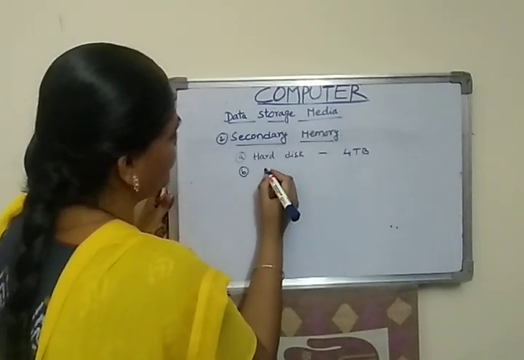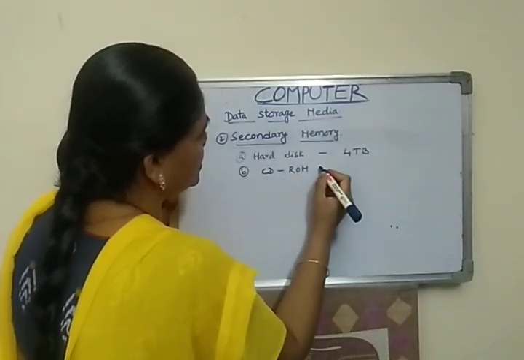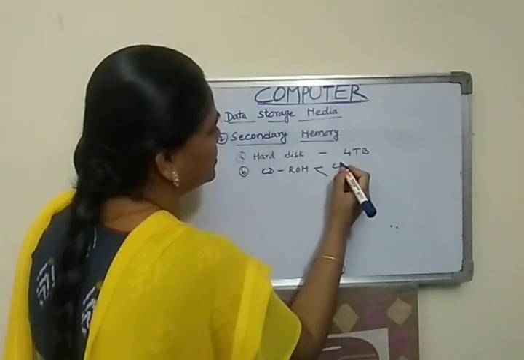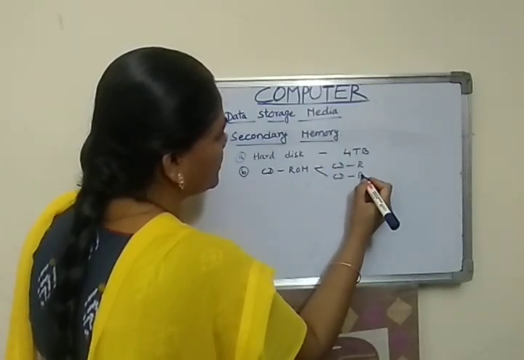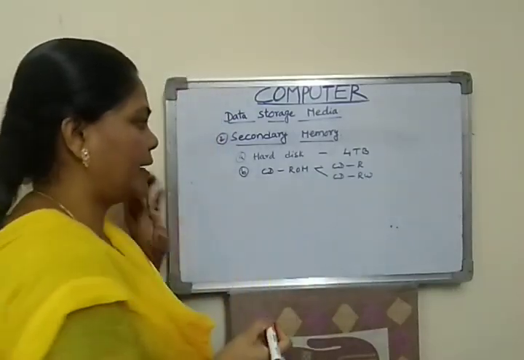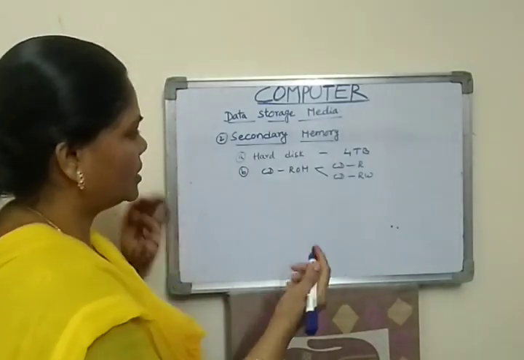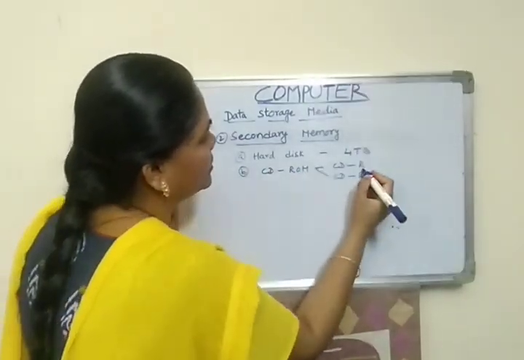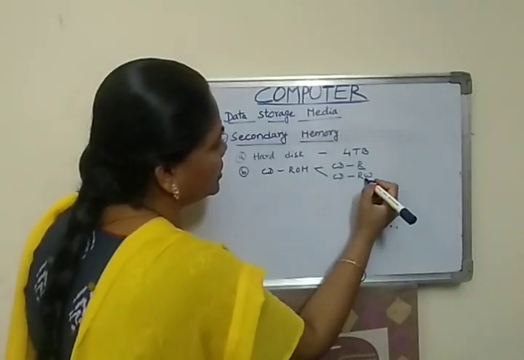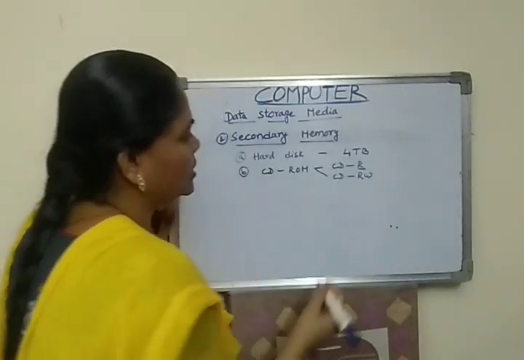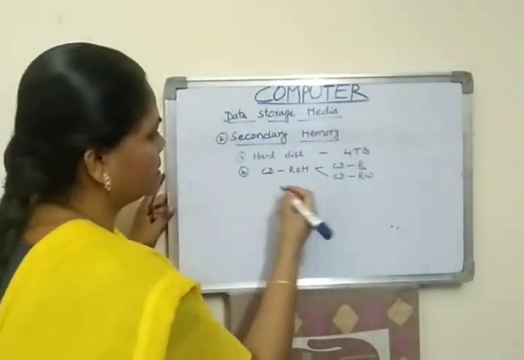Next one is CD-ROM. In this CD-ROM it has two types: CD recordable and CD rewrite, read and write. In the recordable type you can store the information and it is read only, so you cannot make any changes. In the read and write type you can make changes to whatever information is stored in that CD-ROM.